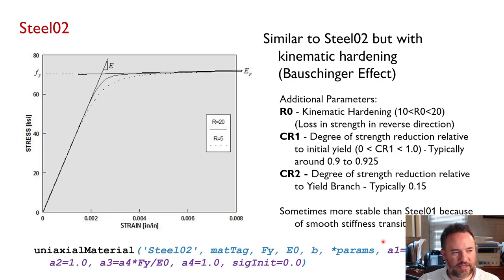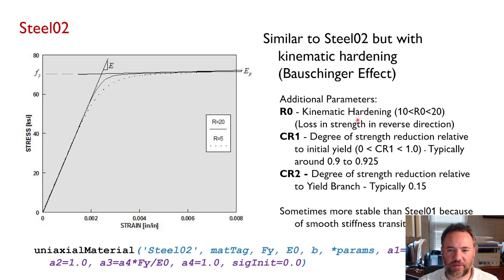Okay, so here's a slightly more complicated model than steel O1. This one is called steel O2. This is also a very robust model. So it's similar to steel O1, that's right, that's a typo. So it's similar to steel O1, but with kinematic hardening as well. So it's not just limited to isotropic hardening. All right, and so how does that manifest? We have some additional parameters. So we have the same kind of parameters as before: Fy, E naught, B, which is our post-yield stiffness ratio.